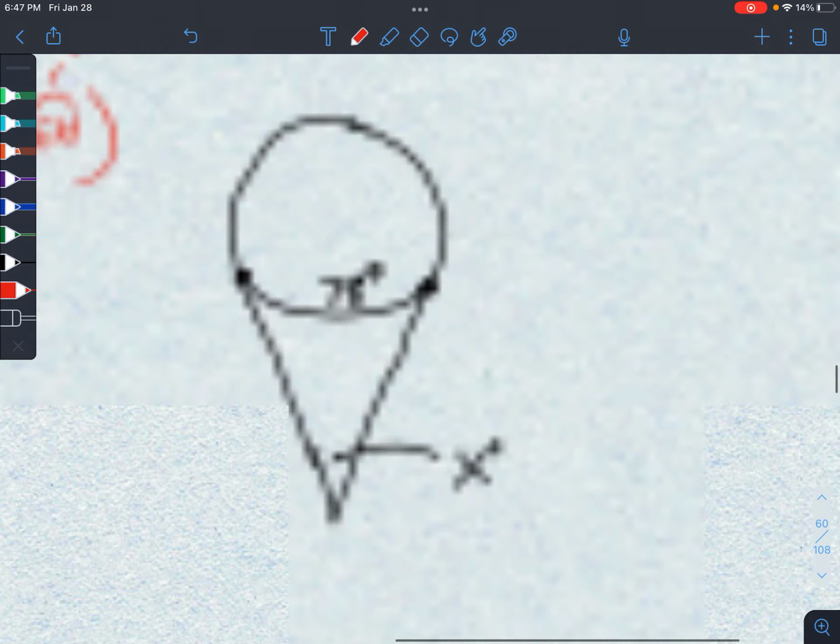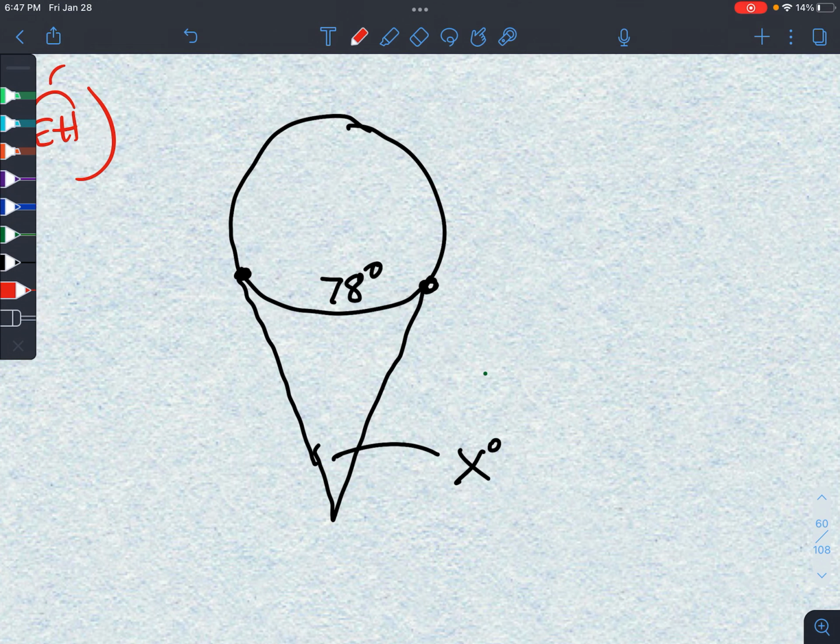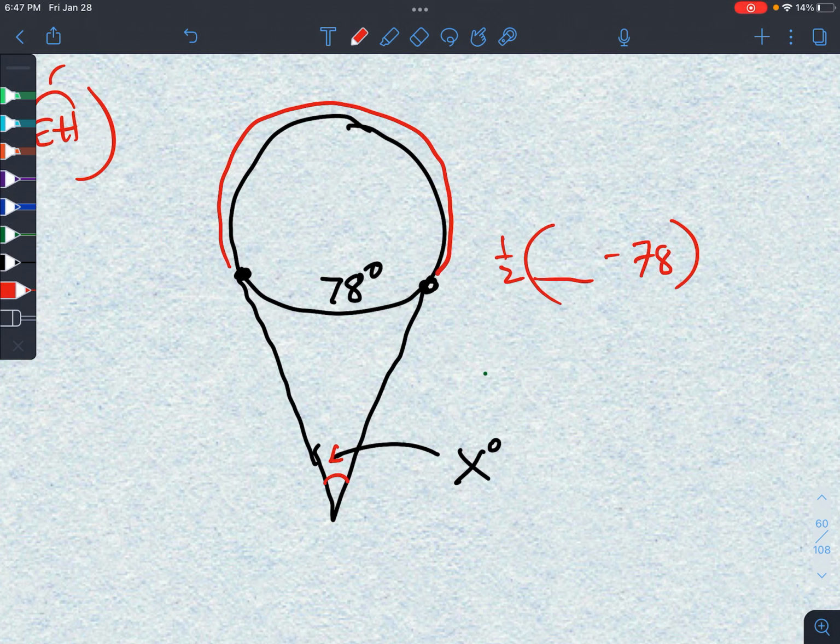So here's an example. We got an ice cream cone. X is this angle here. How do I get that measurement from the 78? Well, first thing, I don't have anything to subtract 78 from, right? So it's something minus 78, and then I have to take half of it. Well, how do I get that? Well, guess what? It's the rest, right?